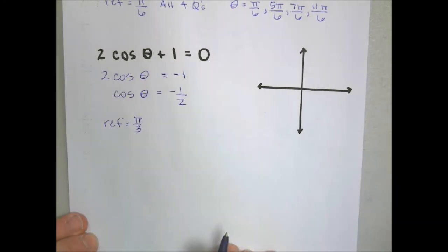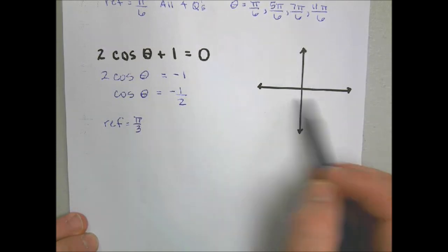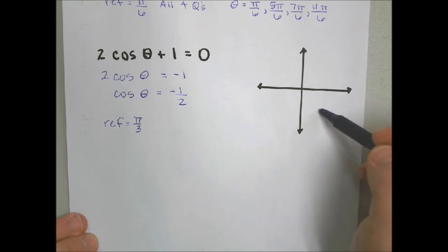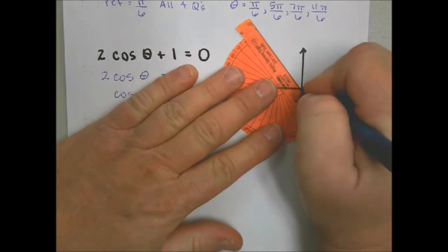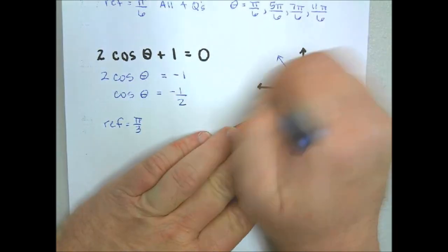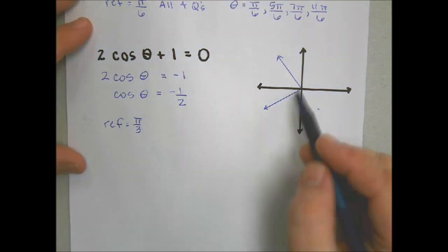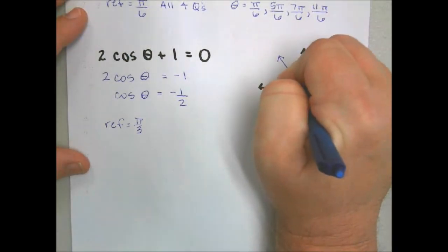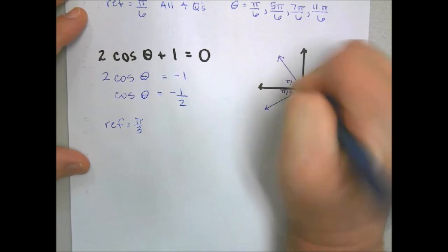Now, where are we? Where is cosine negative? All students take calculus, so cosine is positive in 1 and 4, so it's negative in 2 and 3. So, those are our terminating rays, and this one isn't quite drawn right, but we don't need them to be drawn right. We just need to know that reference angles are always from the horizontal.